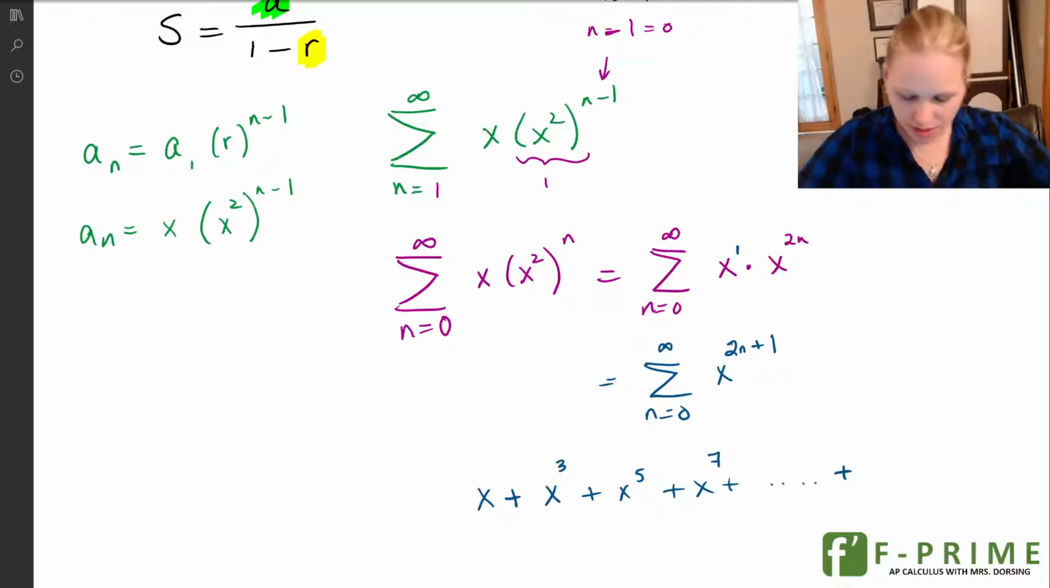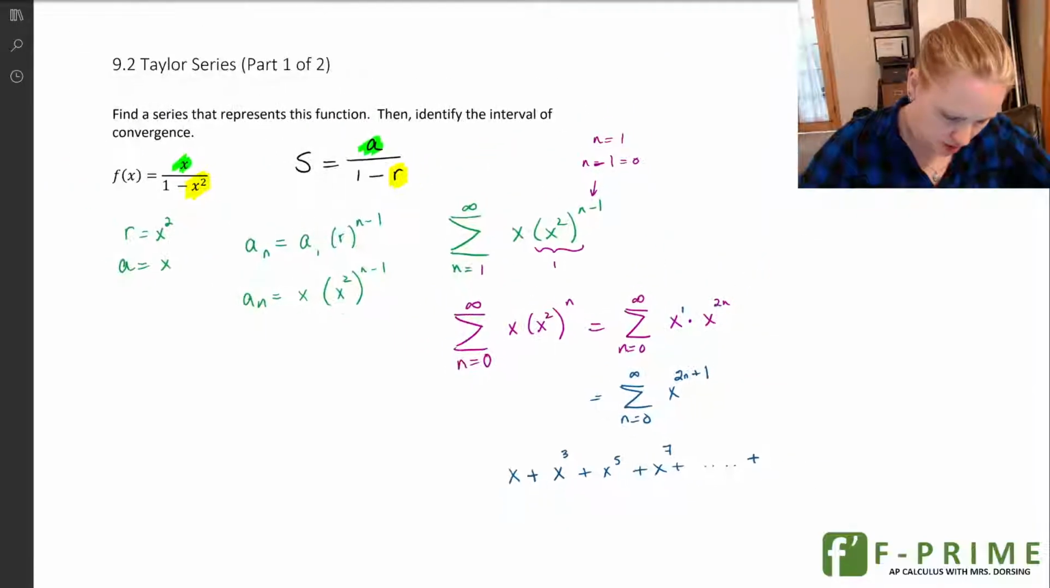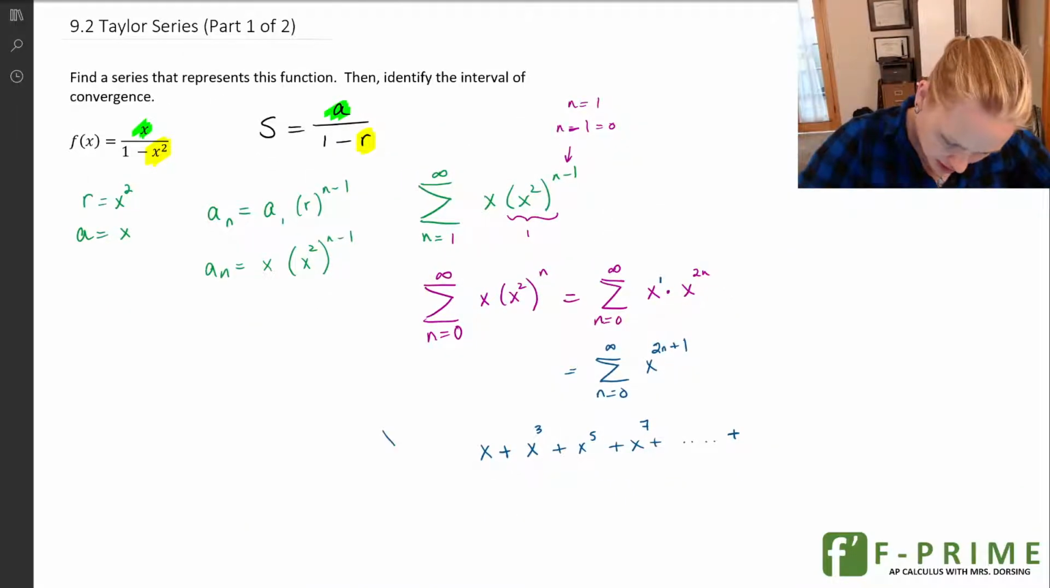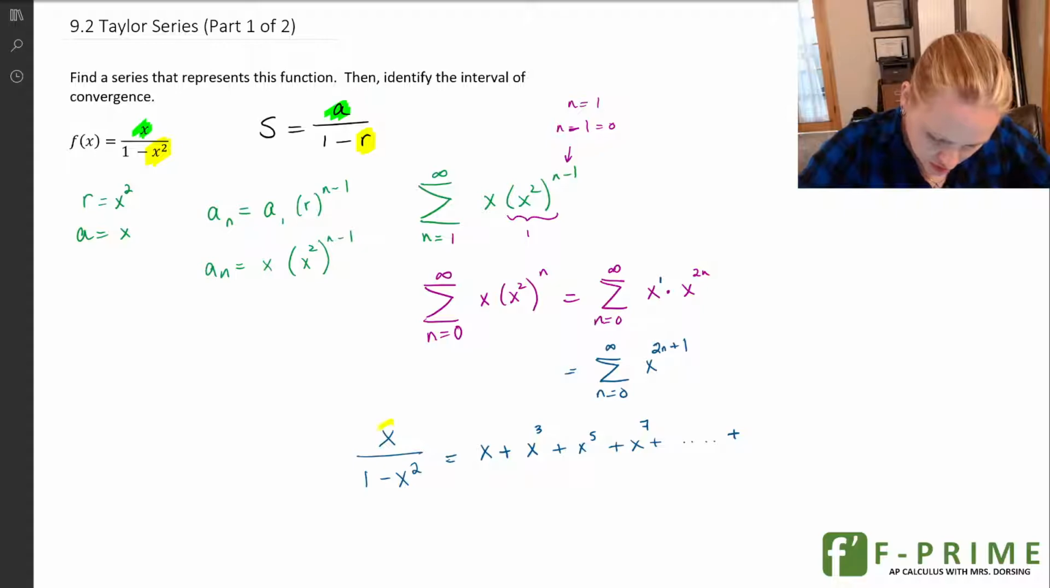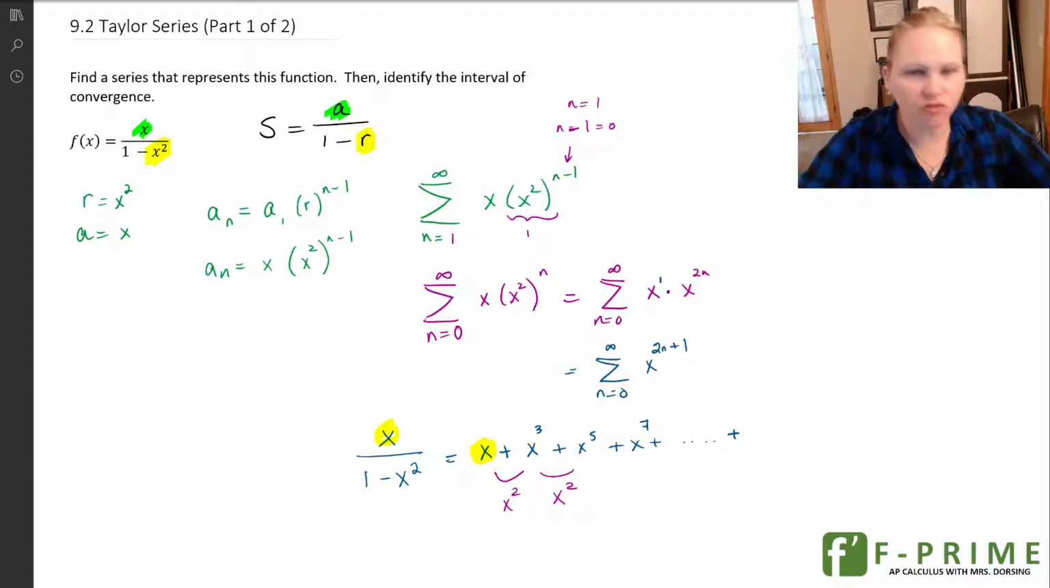And when we represent this function, which, let's zoom out and remember, is x over 1 minus x squared, the whole point is that x should be my first term, and then every time I go to the next term, I'm simply multiplying by x squared. And it all goes full circle, and we see it all play out in this way.